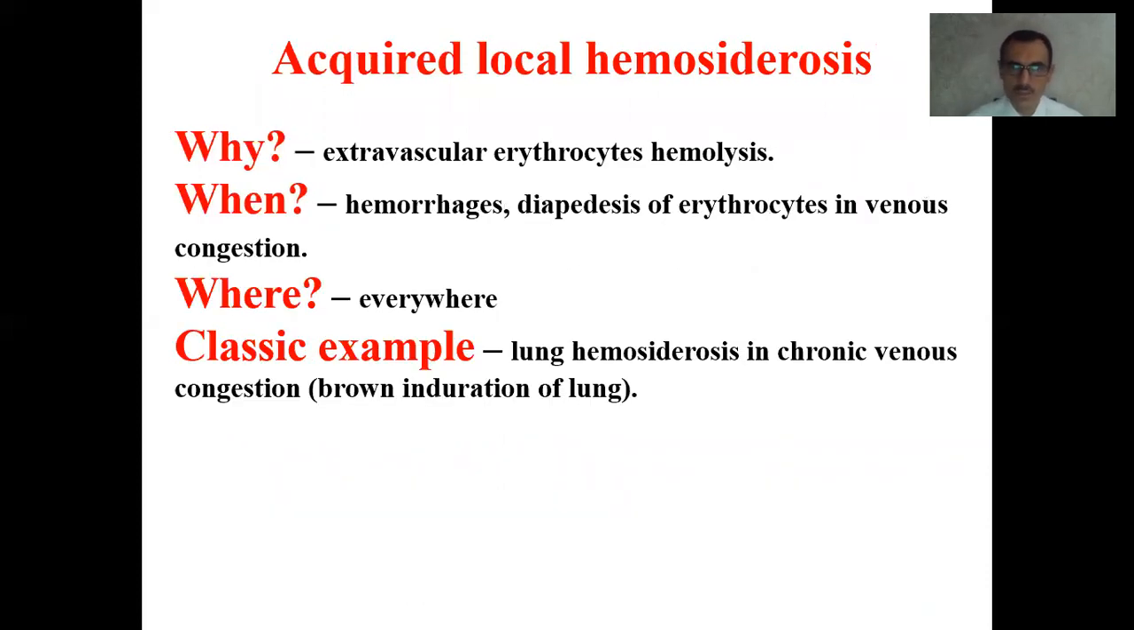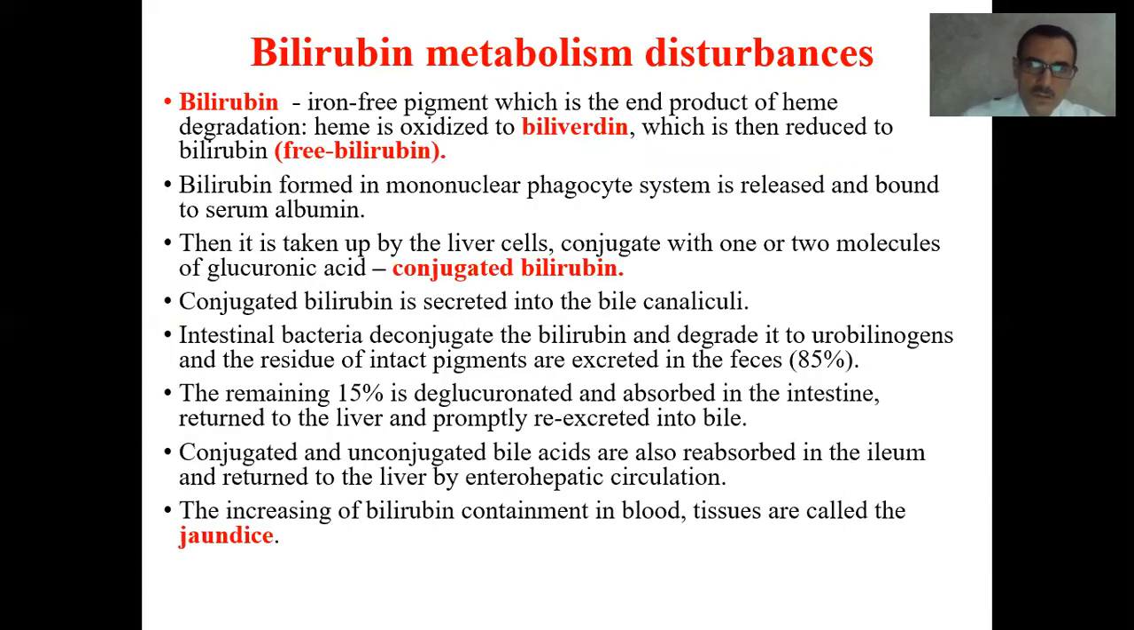Acquired local hemosiderosis develops during extravascular hemolysis of red blood cells, during hemorrhage, diapedesis of the red blood cells, and during venous congestion. Everywhere in the body we can find this damage. A classic example is pulmonary or lung hemosiderosis in chronic venous congestion, which we call brown induration of the lung. Now let us discuss bilirubin metabolism disturbance.